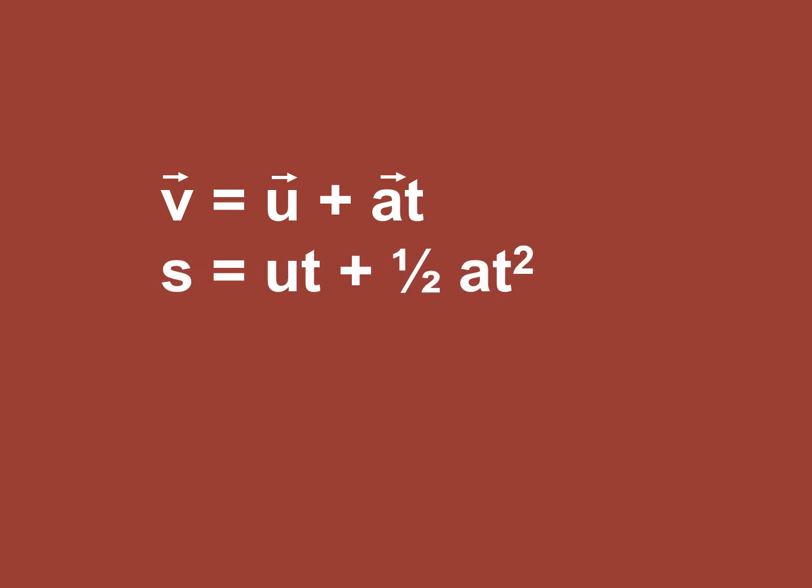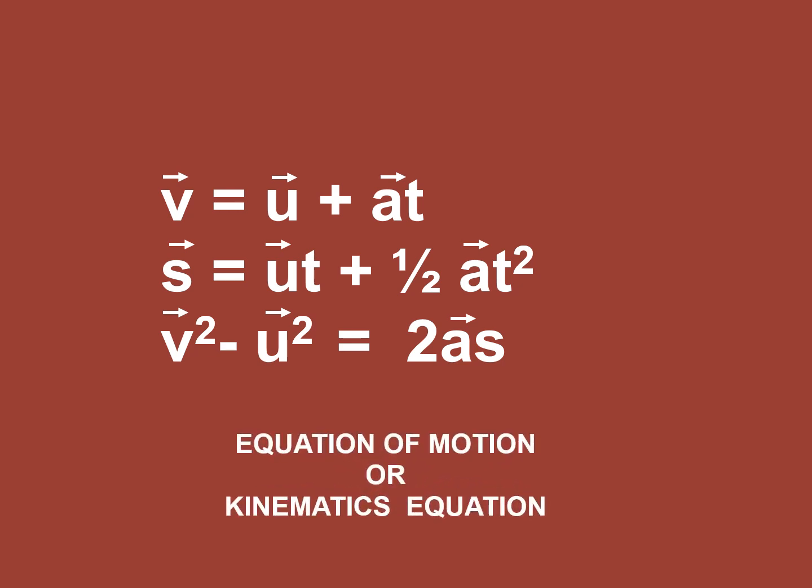All three equations are: first, V equals U plus AT; second, S equals UT plus half AT square; and third, V square minus U square equals 2AS. These are known as equations of motion or kinematics equations, where kinematics means movement.